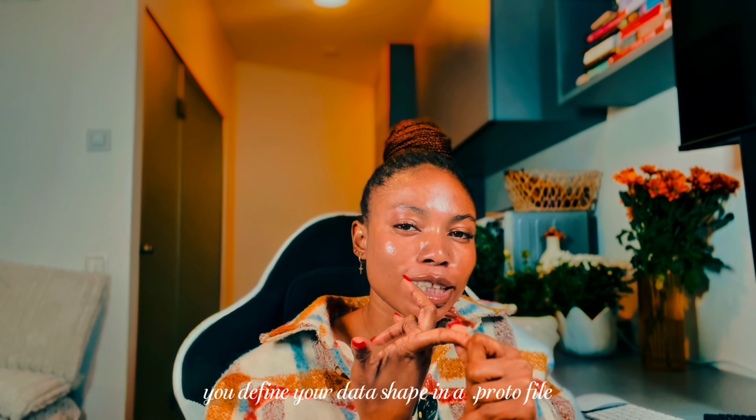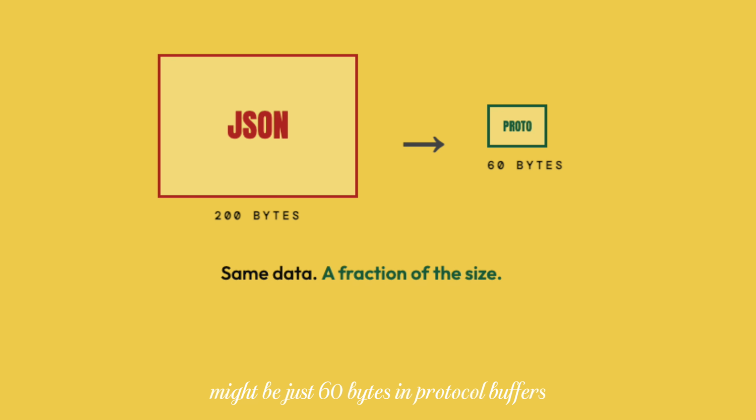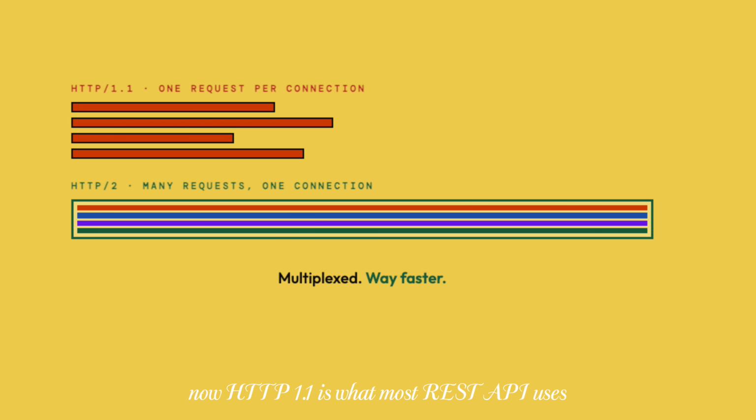You define your data shape in a .proto file. Now, a JSON object that is about 200 bytes might be just 60 bytes in protobuf. So imagine that difference across millions of requests. That is massive bandwidth saving. Number two, it uses HTTP/2. Now, HTTP/1.1 is what most REST APIs use. You send one request per connection at a single time. HTTP/2 lets you multiplex.